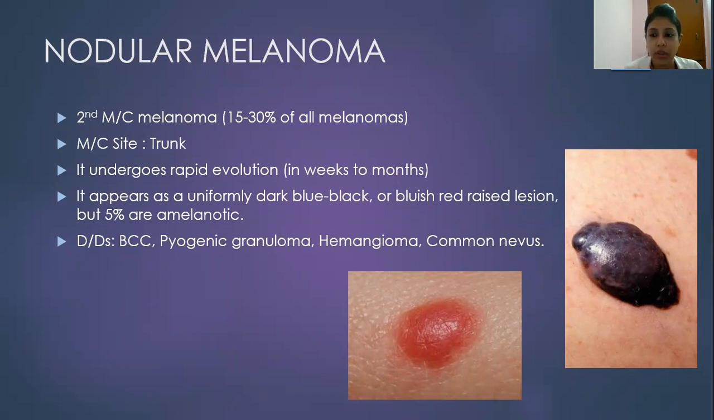Like you can see in the photo, it's a dark blue-black colored lesion. But 5% are amelanotic, there won't be any color in that. The DDs of this are basal cell carcinoma, pyogenic granuloma, hemangioma, and common nevus.